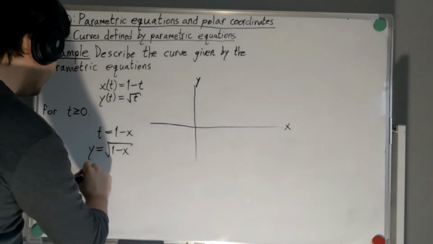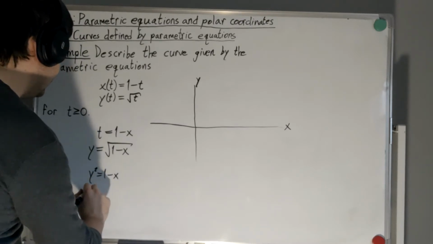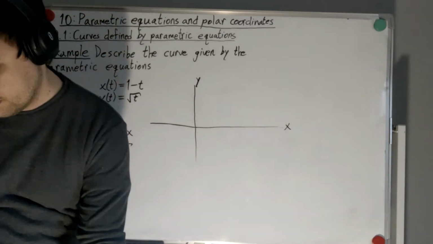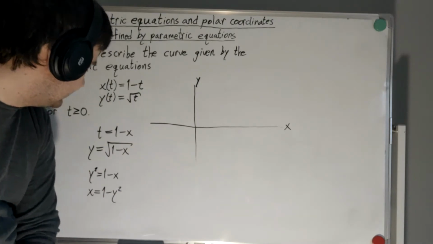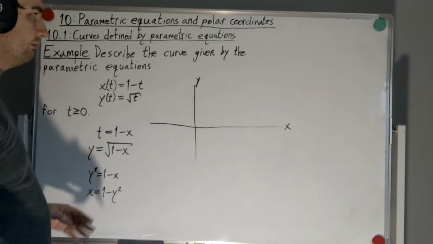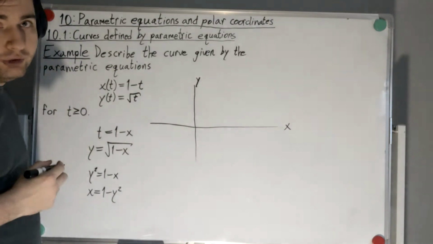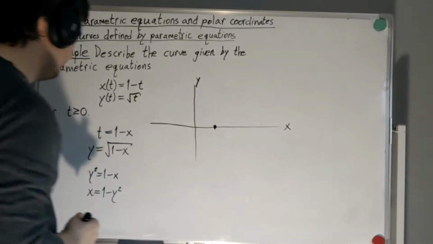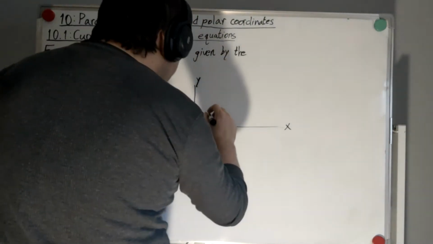Specifically, this is a piece of the parabola y squared equals 1 minus x, which is the same as x equals 1 minus y squared. And specifically, it's just the part where y is non-negative. So when t equals 0, x is going to be 1, y is going to be 0. So we just have this point right here. And then when t is 1, x is going to be 0, y is going to be 1.